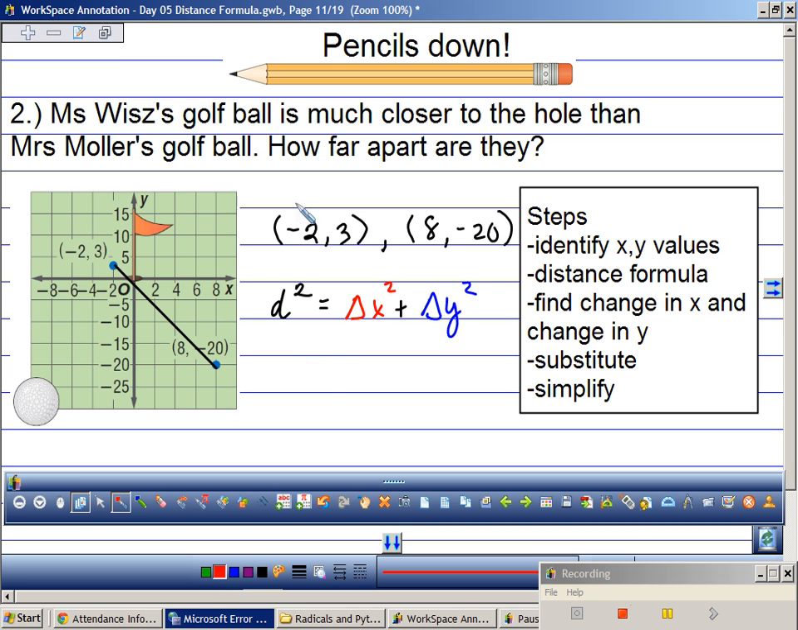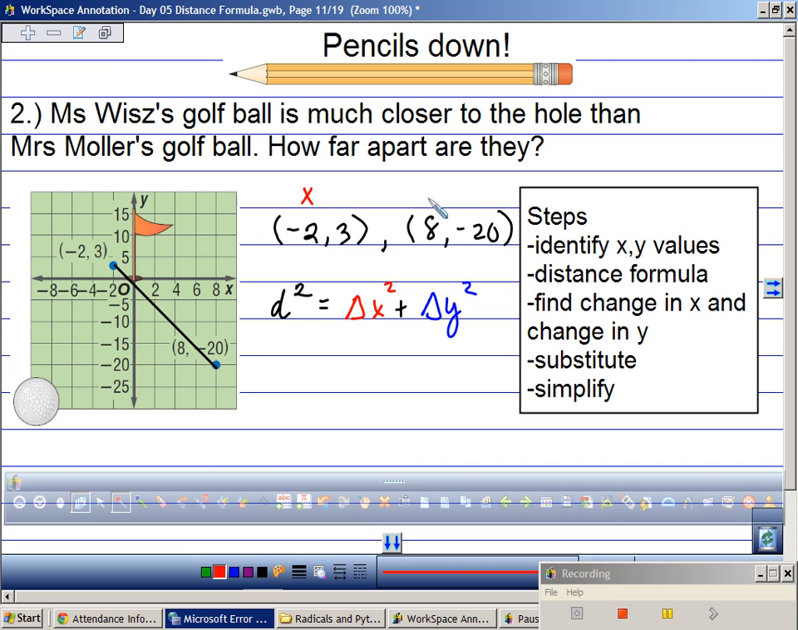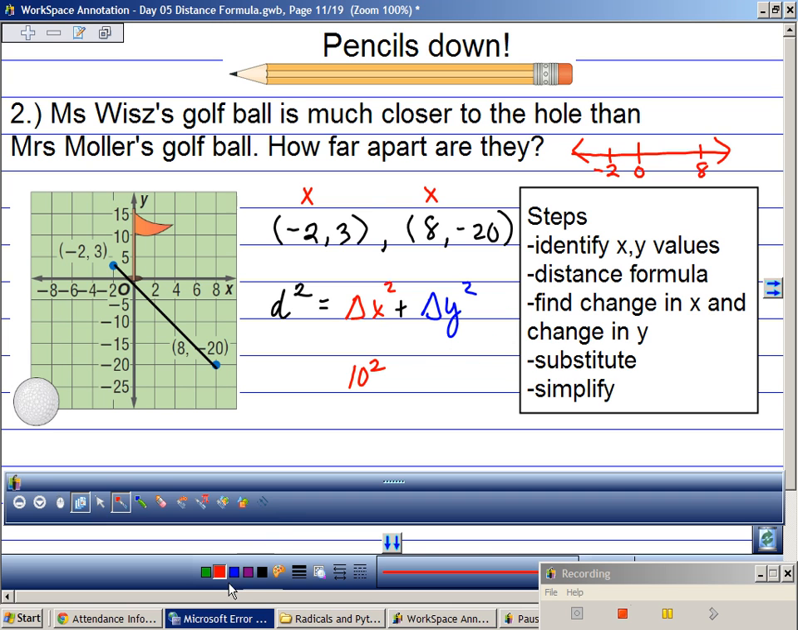All right. So what is my change in x? Think of a number line. Visualize a number line in your head. How far is it to get from negative 2 to 8? 10. Does everybody see that? If you had a number line and you started at negative 2 and you wanted to go all the way to 8, there's a 0, isn't that 10 away? You guys see that? Good.